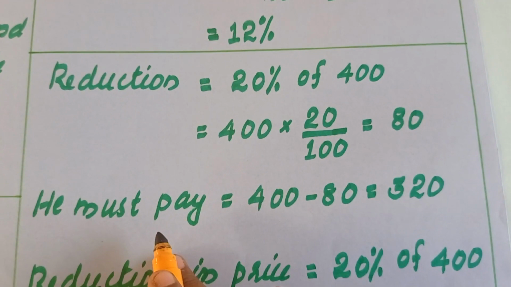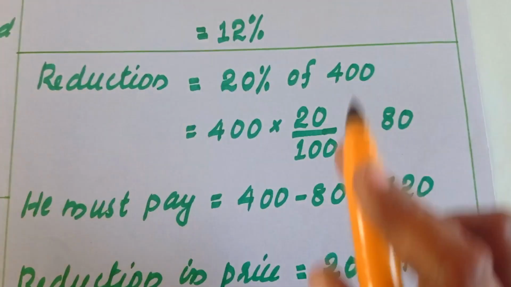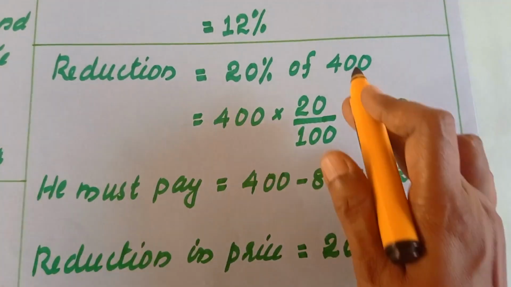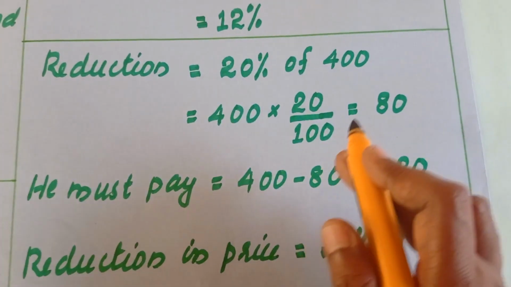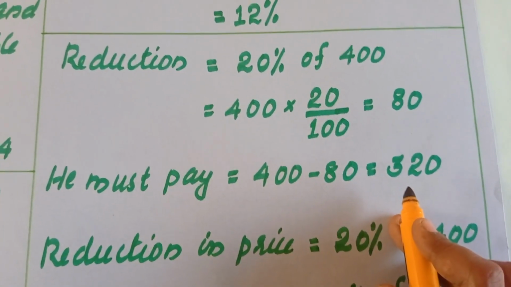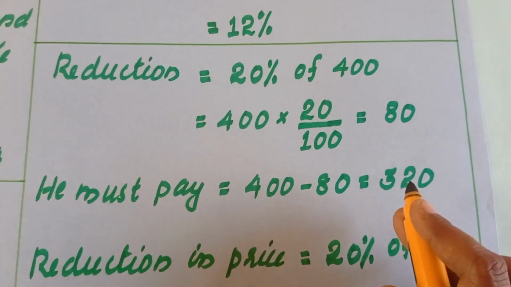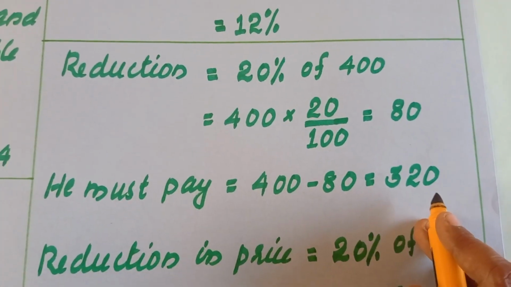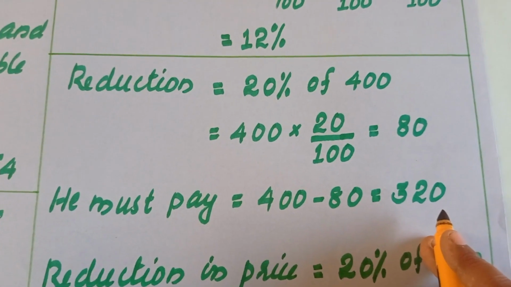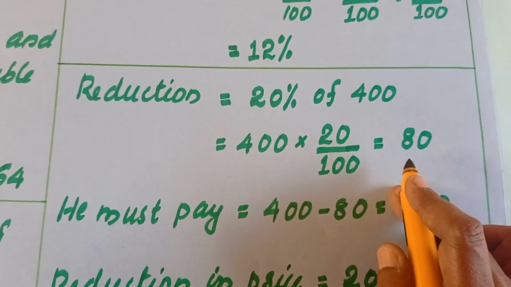Then he must pay 80 rupees less from the original price. Original price is 400. Then 400 minus 80 is 320. Then he must pay 320 rupees as the price of the shirt. He got 80 rupees reduction.